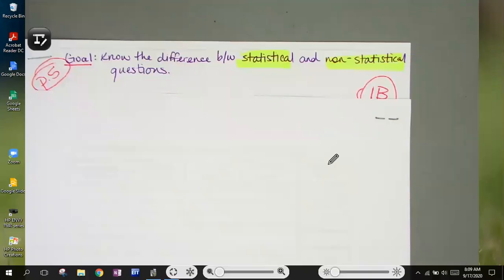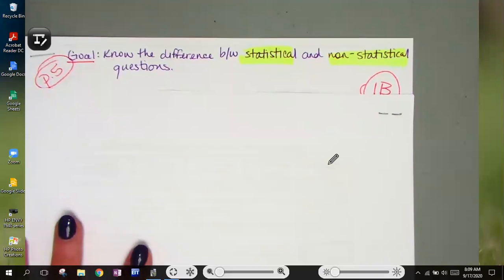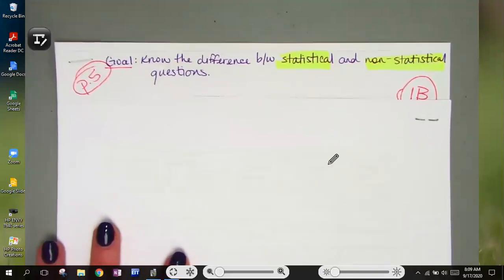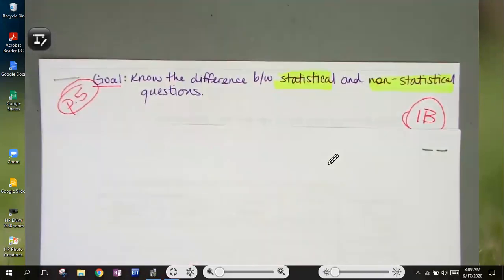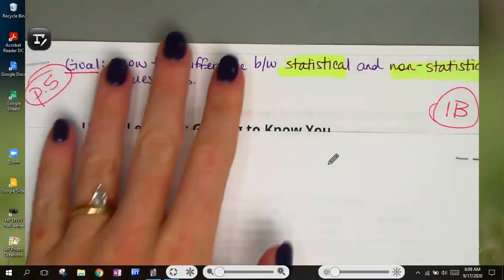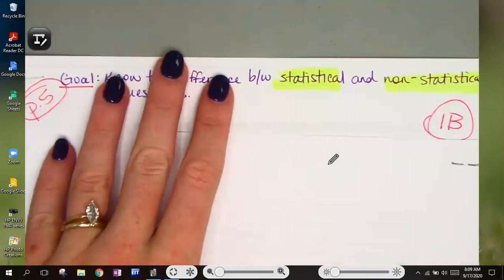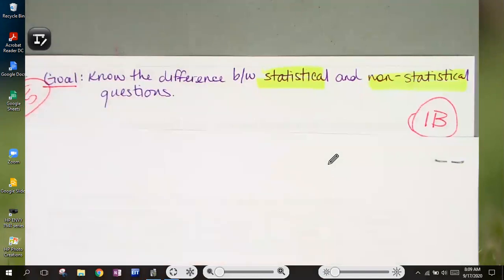Non-statistical questions. Okay, so our goal for this lesson is to know the difference between statistical and non-statistical. And I've highlighted those vocabulary words that we're going to basically be camping out at for this lesson.